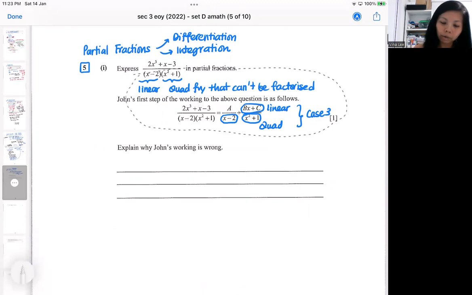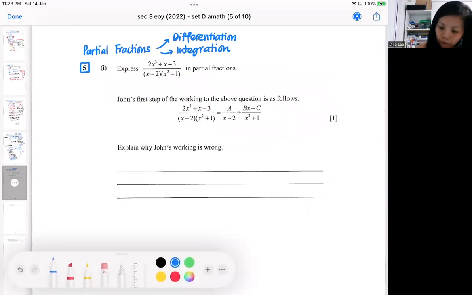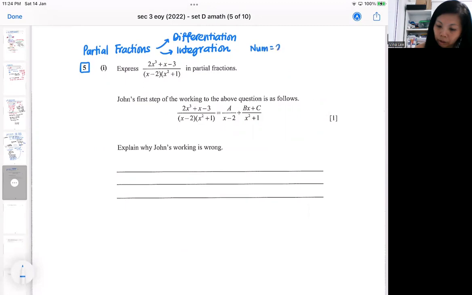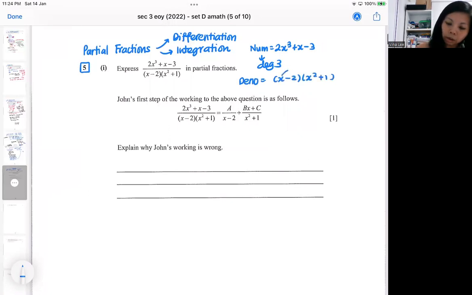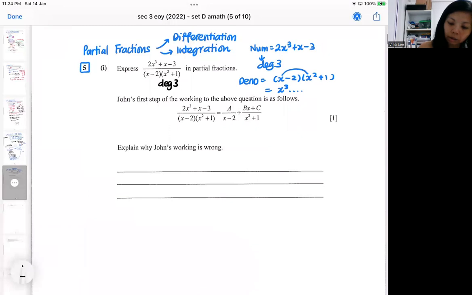Most people, when they do partial fractions, will fail to check for proper and improper. If you look at the numerator, it is a cubic function, so that is degree 3. For the denominator, it is a product. What is the degree for this product? You can just look at the highest multiplication, so this is x cubed. The denominator is degree 3 and the numerator is also degree 3, so this is considered an improper fraction.